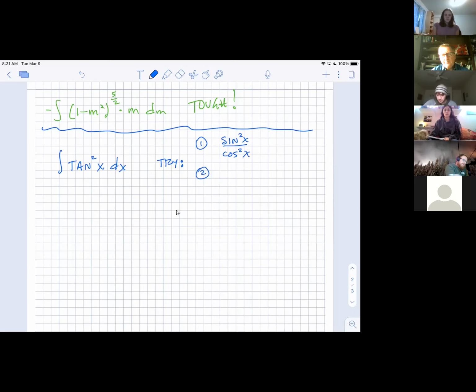Well, it could also equal secant minus 1, but I don't know if that would help us really. Yeah, another similar substitution. Isn't tangent squared equal to secant squared minus 1? What's another idea? You should have more ideas from yesterday.